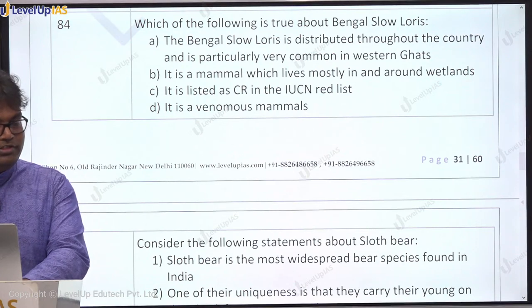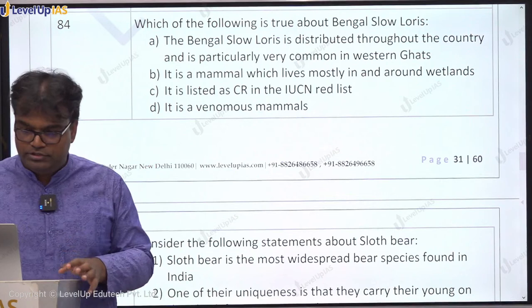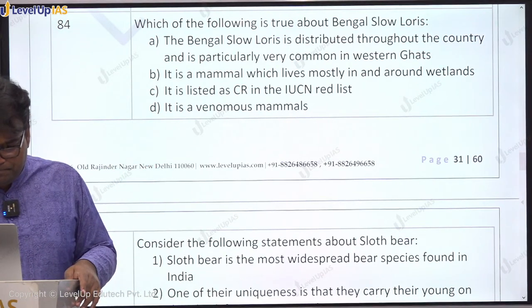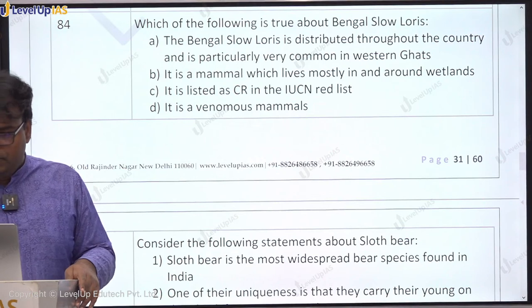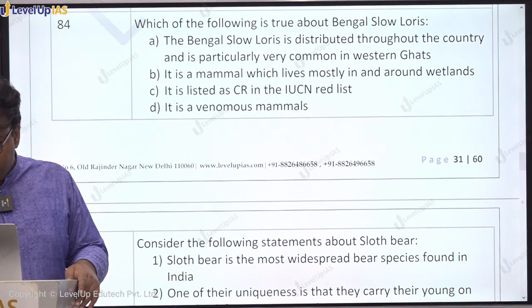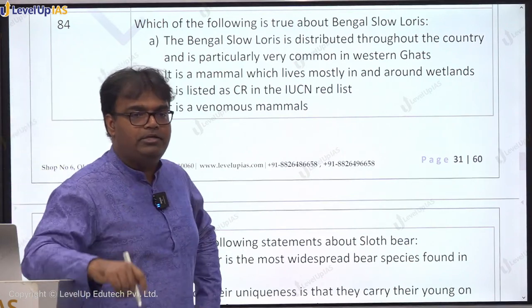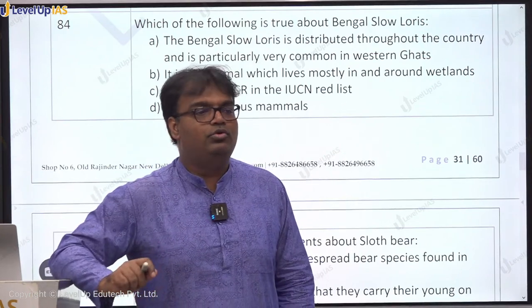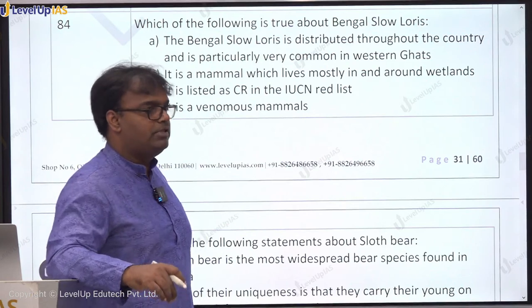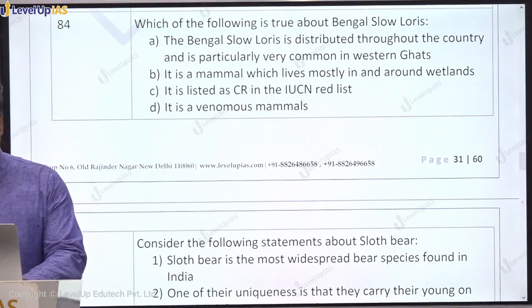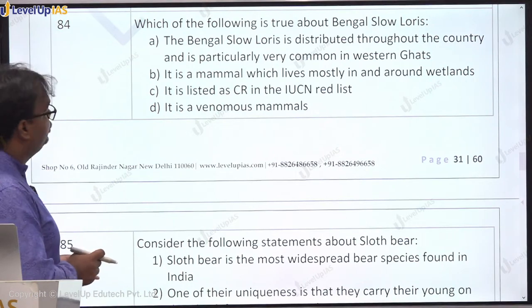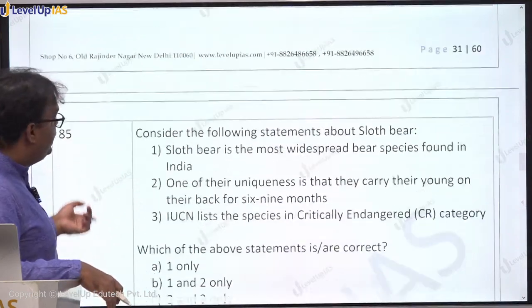That was the slender loris, this is the slow loris. We'll talk about the slender loris when it comes. It is native to the Indian subcontinent. It is vulnerable, and in Appendix 1 of CITES. Other than the platypus, the slow loris is the only venomous mammal known. We had also studied the duck-billed platypus, which is venomous. Other than that, the slow loris is the other venomous mammal. There are only two known venomous mammals. So this is correct about it. This is a significant aspect we should know. 84 is done. Let's come to 85.